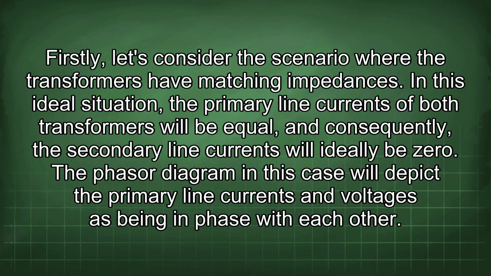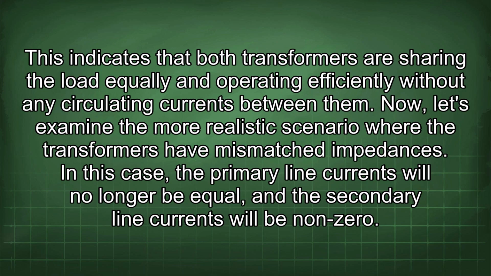In this ideal situation, the primary line currents of both transformers will be equal, and consequently the secondary line currents will ideally be zero. The phasor diagram in this case will depict the primary line currents and voltages as being in phase with each other. This indicates that both transformers are sharing the load equally and operating efficiently without any circulating currents between them.